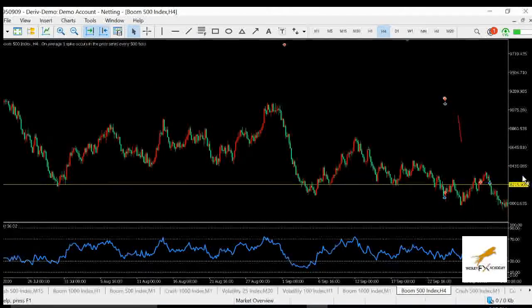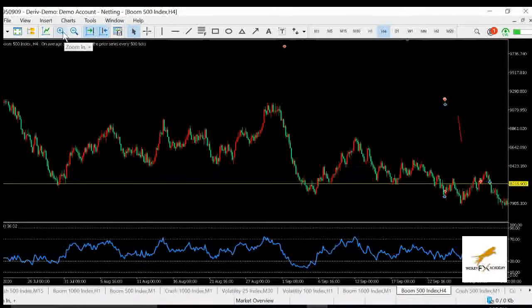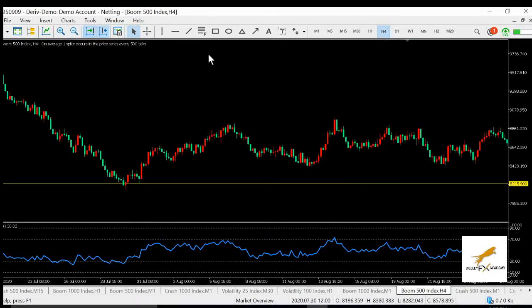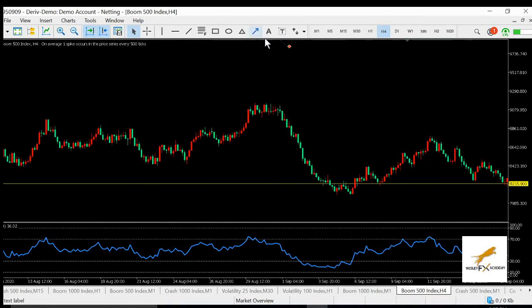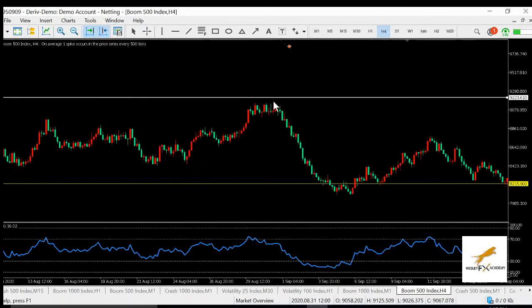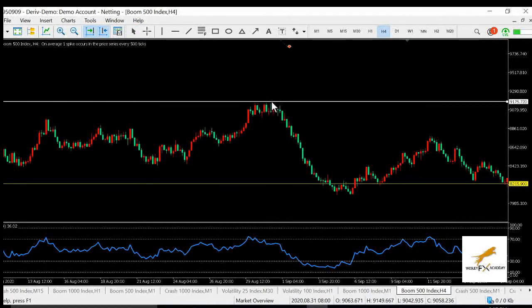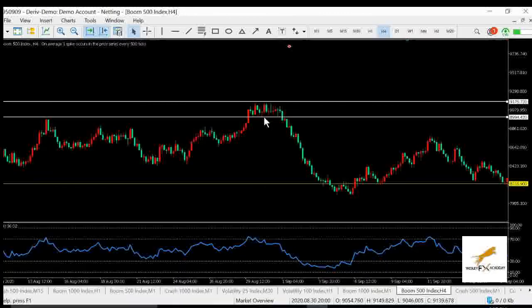Alright, so you can see that this is boom 500, the 4-hour time frame. Let's see. Okay, if you zoom in now, you're going to see that this market has been consolidating around here. That ain't looking nice. Let me just use the horizontal line. You can see that the market has been consolidating. We're expecting this resistance here and a support here. You can see it.